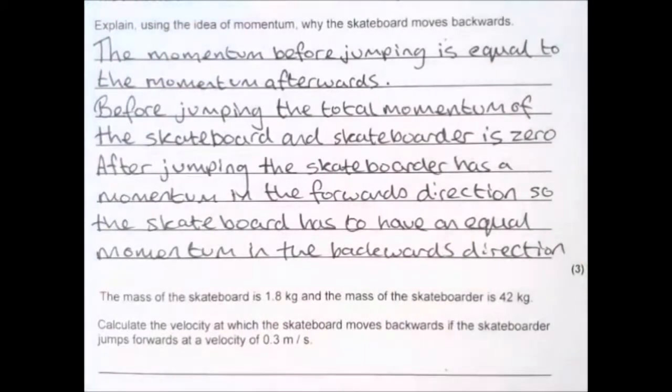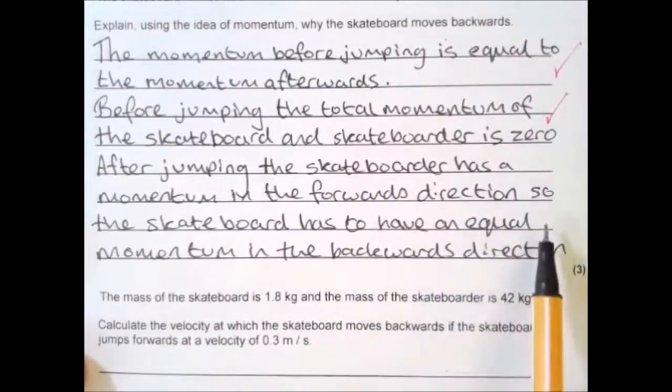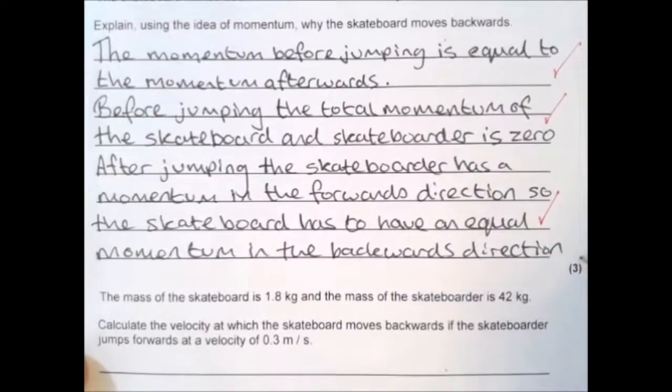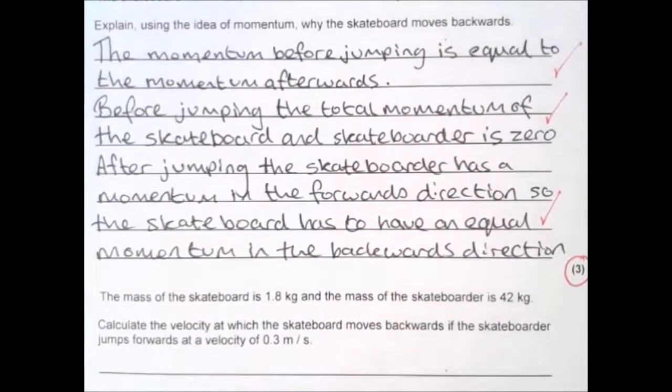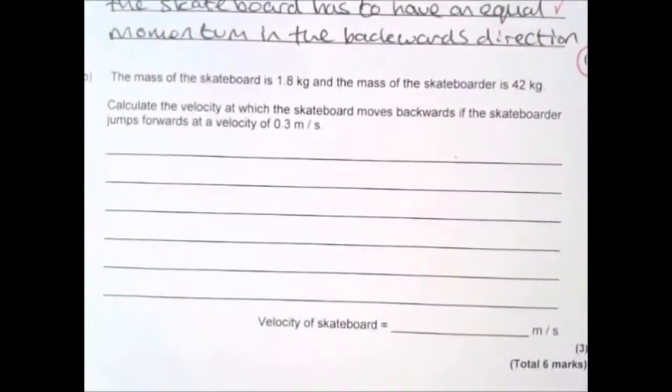Okay, now then, let's see if we've got full marks for that. So this is a 3-mark question. We get 1 for the conservation of momentum. We get 1 for stating that the momentum is 0 at the start, and we get 1 for using that to explain why the momentum is in a backwards direction for the skateboard. So moving on to the next question.